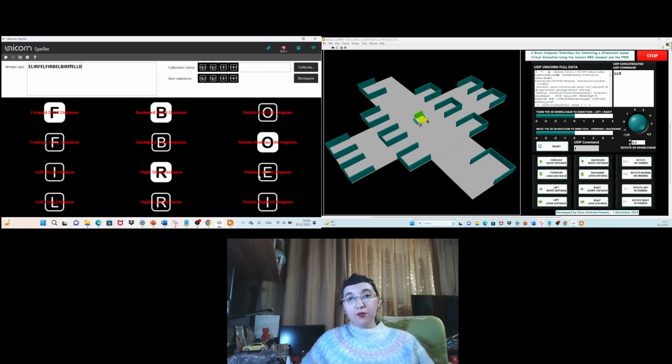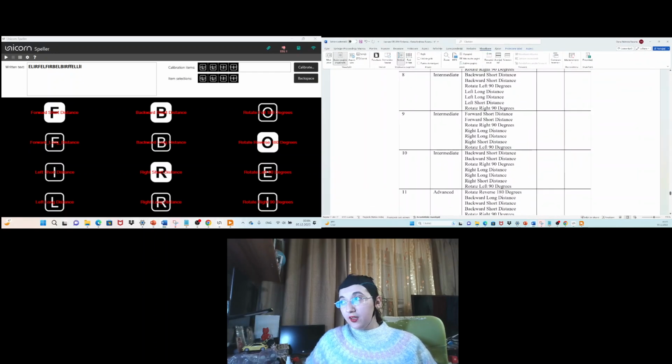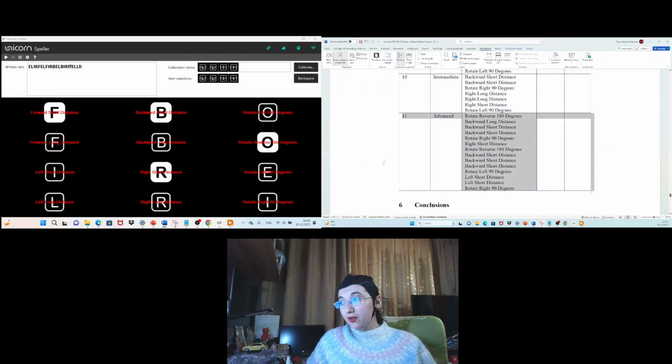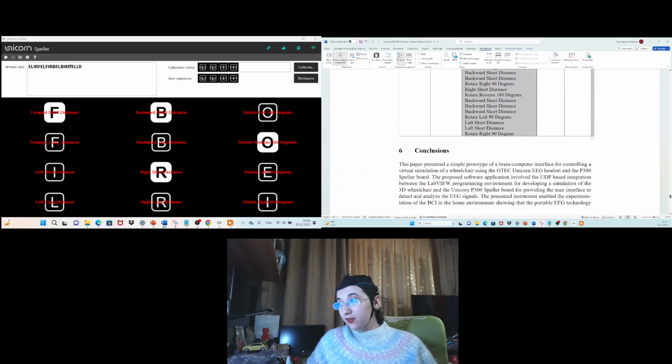The commands are related to different movement directions to control this 3D wheelchair to reach the final destinations defined in this virtual environment. So I will continue with the 8th experiment, then 9th and 10th experiment from intermediate level. Here I will send 7 commands. So I'll focus my attention on 7 symbols, 7 items from this P300 unicorn speller. Then I will continue with the advanced level.